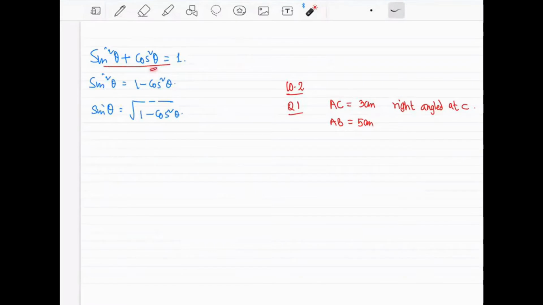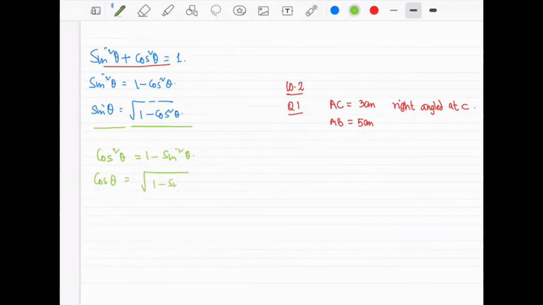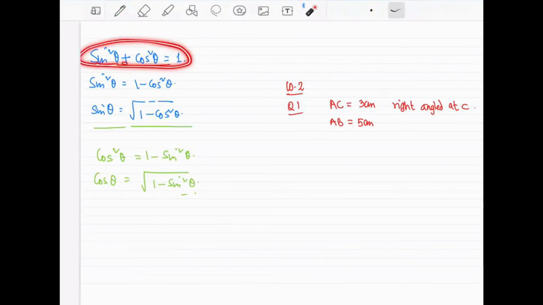We have taken the cos squared theta to the right hand side. What if I take sine squared theta to the right hand side? Now that will look like this. Let me write with another color. If I take sine squared theta, this part right here, to the right hand side, what is remaining on the left hand side is cos squared theta. So we will have 1 minus sine squared theta. And if I want cos theta, we will have root over 1 minus sine squared theta. Look, from this single formula, I can obtain 1, 2, 3, 4.